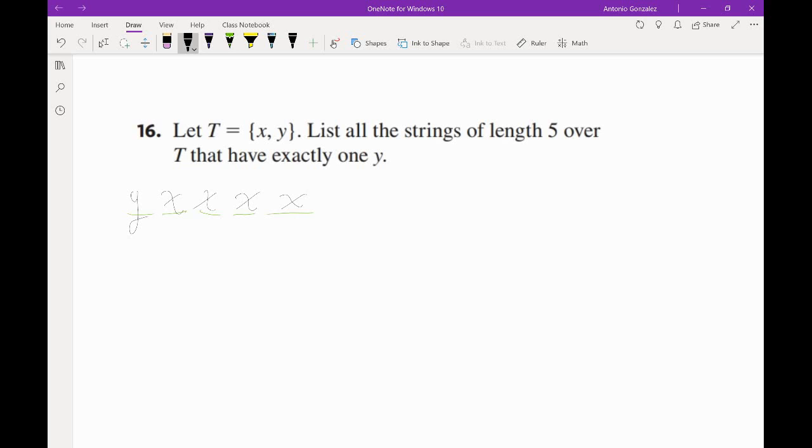So that's an example of one, but now just looking at this, we could see what I can do is move the Y over, and then I can keep on going, moving it each time. The Y would be in the third spot, and then I can continue this till I get the Y to be in the last spot, and that would give me 5 different strings. So that's how you would approach that.